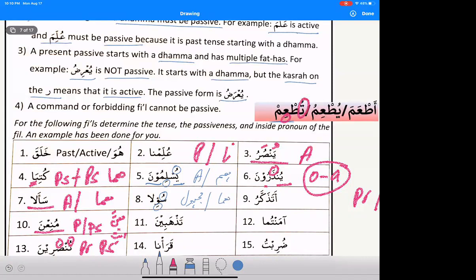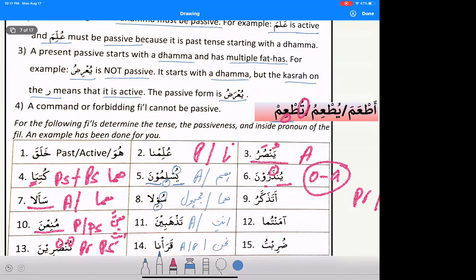Now tazhabina. Active. This is past tense, active. And the fa'il is anti. Very good. Now qara'na. Past tense. Active. Again, this is past tense, active. The fa'il is nahnu. Okay.